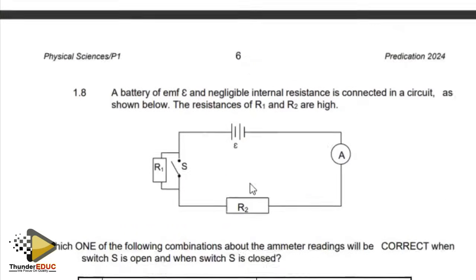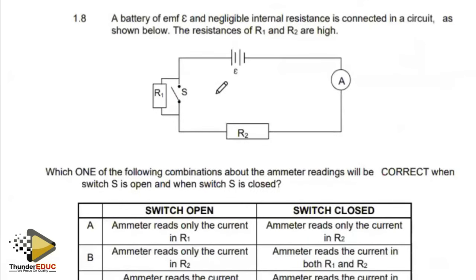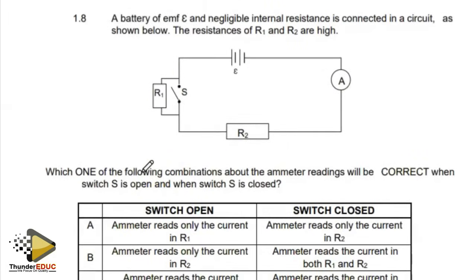Then 1.8, the same thing applies to universal gravitation, so will be the charges. 1.8 is electricity, a battery of EMF of that and that, negligible resistance, there's an internal resistance, and so on. Which of the following combinations about the ammeter reading will be correct when the switch is closed? Remember, the ammeter reading gives us the amount of electricity that is flowing within the entire circuit.